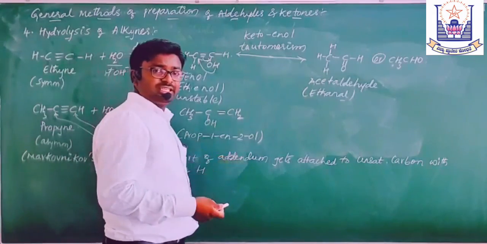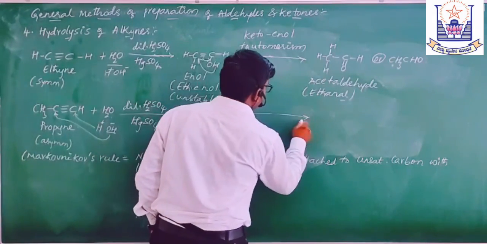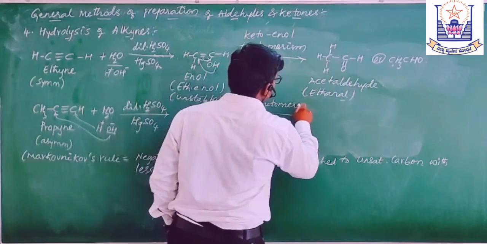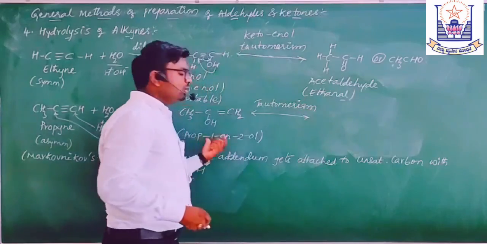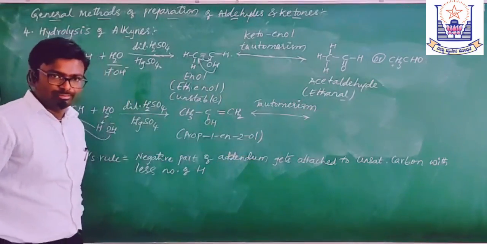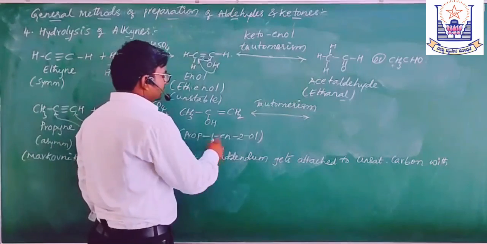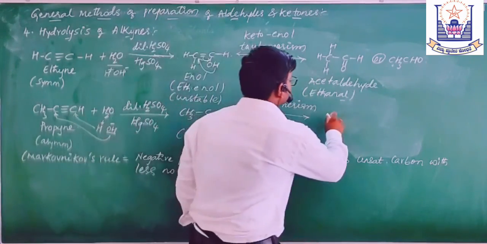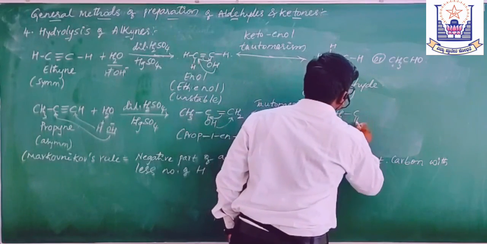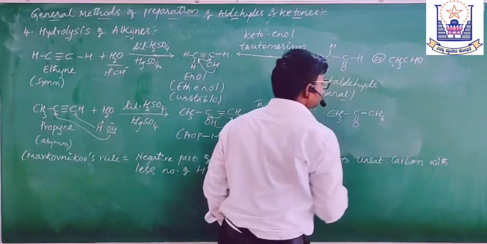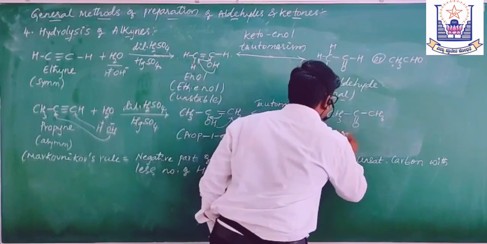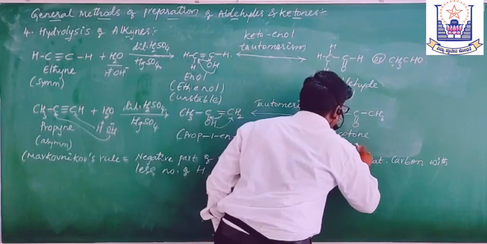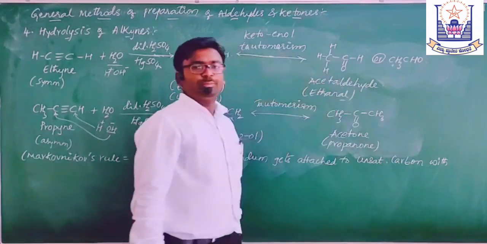It undergoes keto-enol tautomerism, which means the enol will convert to the ketonic form. How? This hydrogen will be shifted here, and this double bond will shift here. So you will get CH3-C(=O)-CH3. What is this called? Acetone is the common name, and it is also called propanone, which is the IUPAC name.